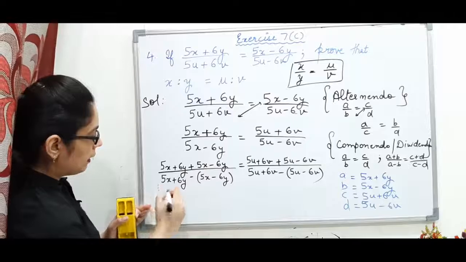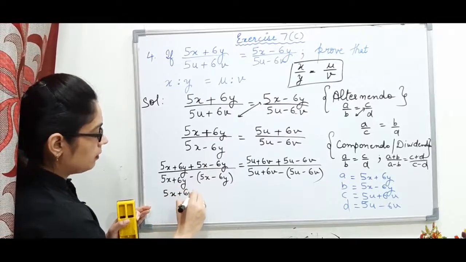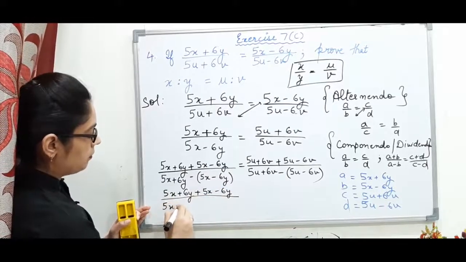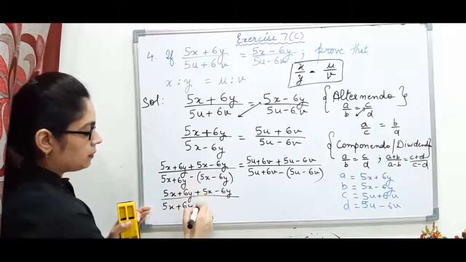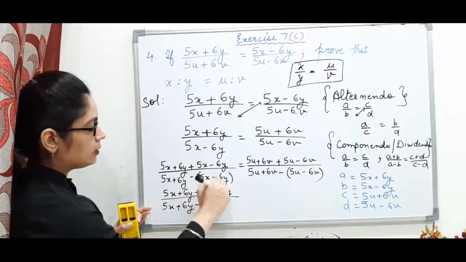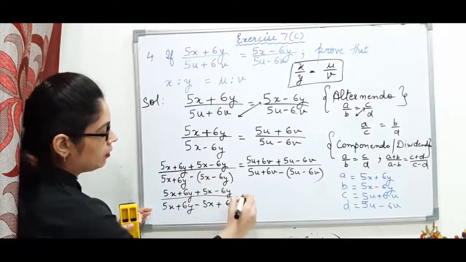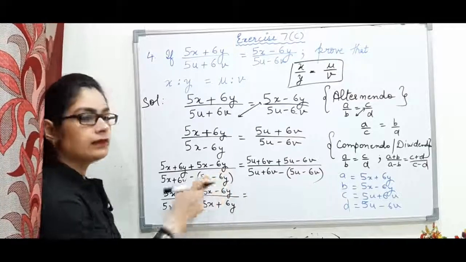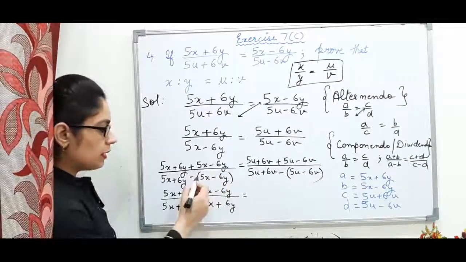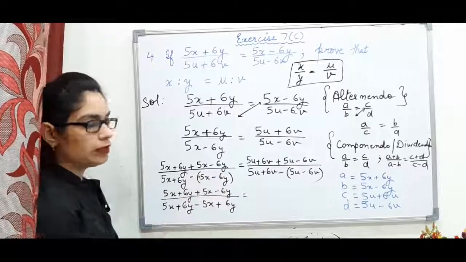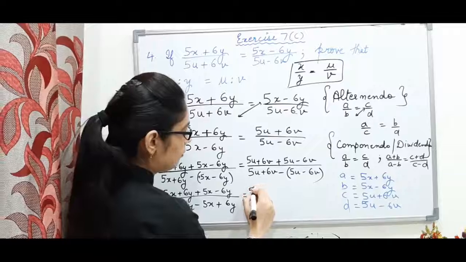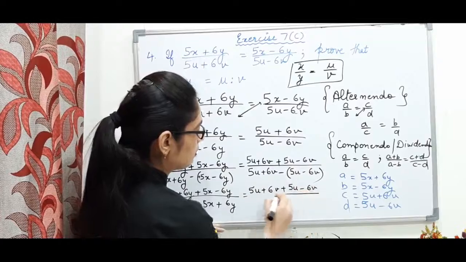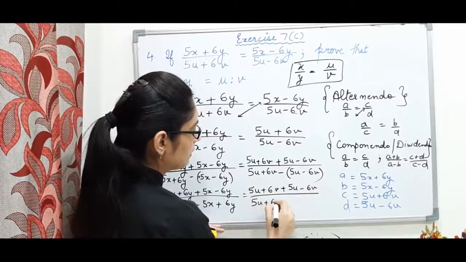So let's open the bracket: 5x plus 6y plus 5x minus 6y, 5x plus 6y minus plus minus, minus 5x minus minus plus 6y. Or directly you can remember, whenever a minus sign is outside the bracket, the signs inside the bracket have to be changed. So plus will be changed to minus, and minus will be changed to plus. This side I will write 5u plus 6v plus 5u minus 6v, 5u plus 6v.